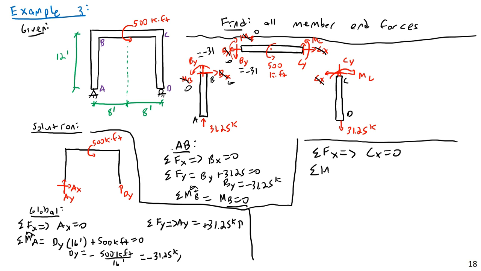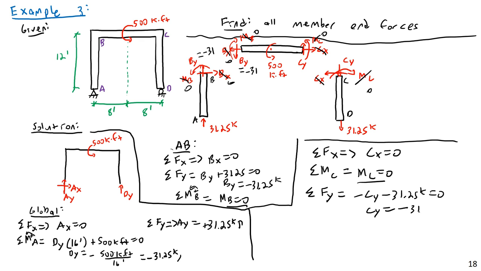If I do a summation of moments about joint C or about joint D, I can see that the only moment there is going to be MC, and that's just going to equal zero. So MC is equal to zero. And then, finally, I can just do a summation of forces in the y direction, and that will be negative Cy minus the 31.25 kips. This of course equals zero because it's a statics class, and so Cy is equal to negative 31.25 kips.